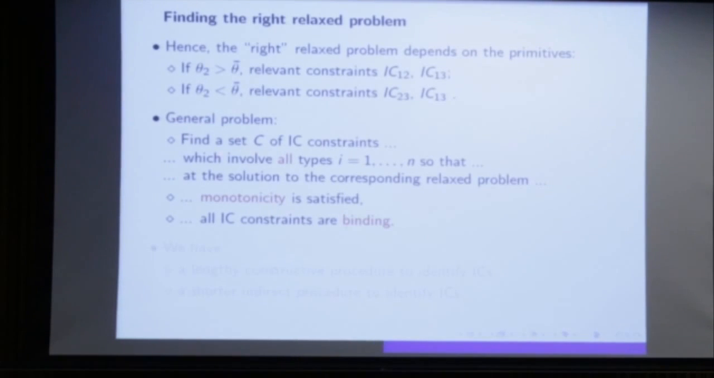Okay, so what is the general problem? We have to find a set of incentive constraints so that all ex-ante types, when we then have this relaxed problem and solve it, have the monotonicity satisfied, and at the same time, we really know that we took the right incentive constraints in the sense that they're really binding. After 3 types, 4 types, 5 types, we finally got a very lengthy constructive procedure to identify the ICs. We actually wrote down the proof. It took 40 pages because it's by induction, and 3 or 4 times induction.